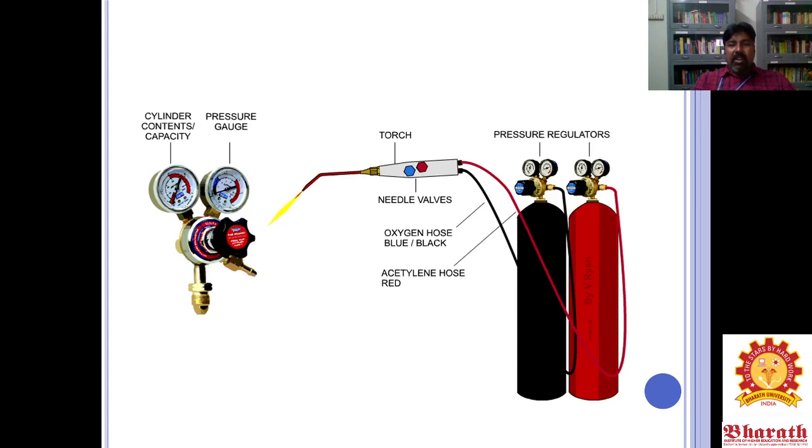So you can see all the parts like pressure regulator, pressure gauges, then cylinders like oxygen cylinder, acetylene cylinder, then torch head, mixing chamber, then flames, then nozzle. Everything you can see in the diagram, and the hoses you can also see, which we can mention in different colors, right? Oxygen in black color and acetylene in red color.